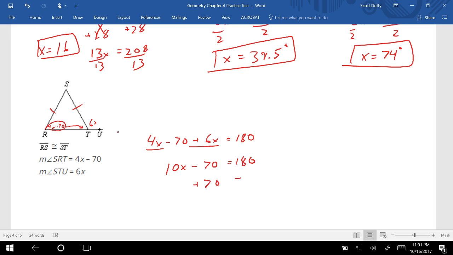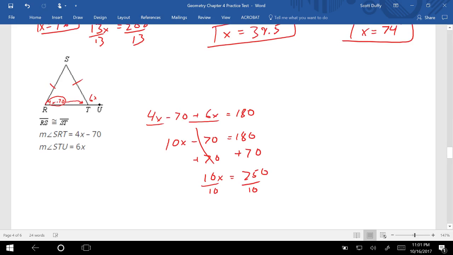So you take 4x minus 70 plus 6x equals 180. 4x plus 6x is 10x minus 70 equals 180. Add 70 to both sides. 10x equals 250. Divide by 10. And you get x equals 25.